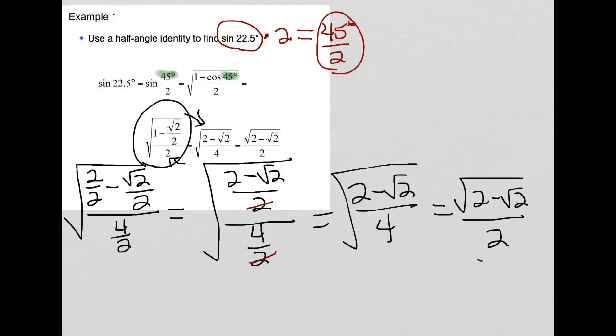So my final answer now is simply what they show. Square root of 2 minus square root of 2, all divided by 2. You can leave that as your answer. Let's look at another example where we're using radians.